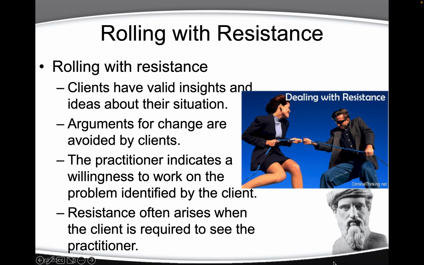Rolling with resistance, clients have valid insights and ideas about their situation. Arguments for change are avoided. The practitioner indicates a willingness to work on the problem identified by the client. Resistance often arises when the client is required to see the practitioner.